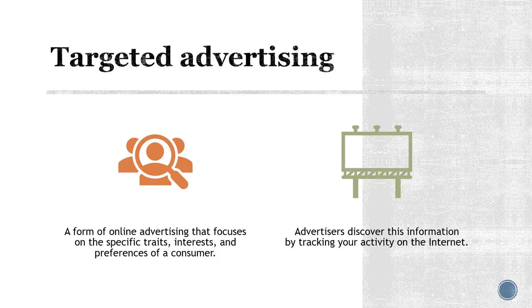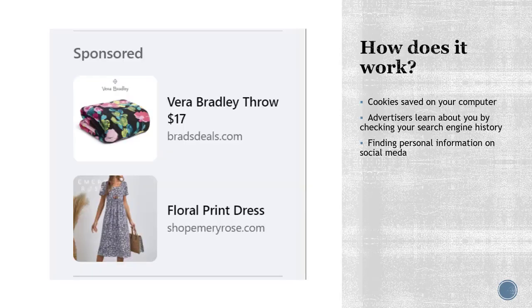advertising. So, with targeted advertising, it focuses on specific traits, interests, and preferences of a consumer. Advertisers discover this information by tracking your activity on the internet, by tracking things that you look at, the things that you buy, things that you read, those type of things. So how does this tracking actually work?